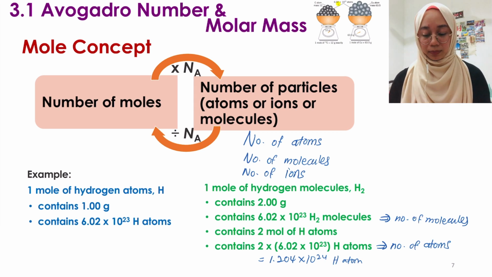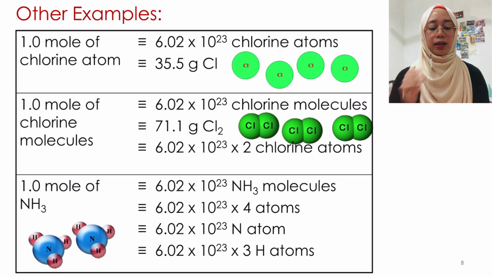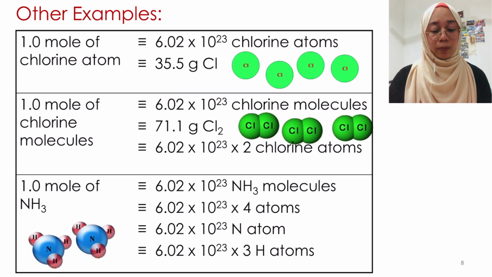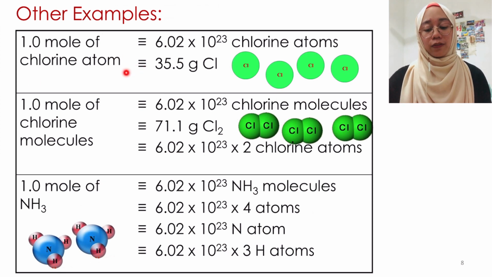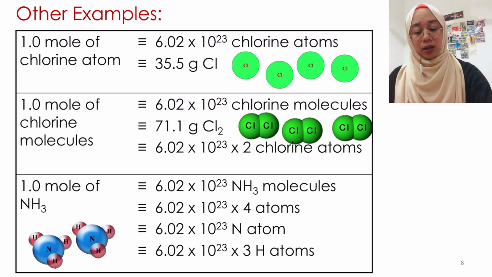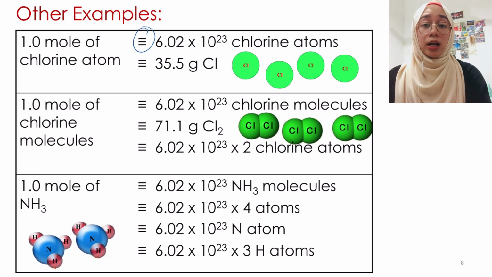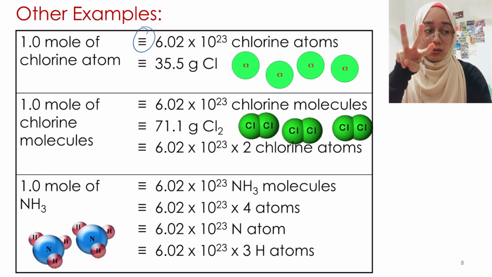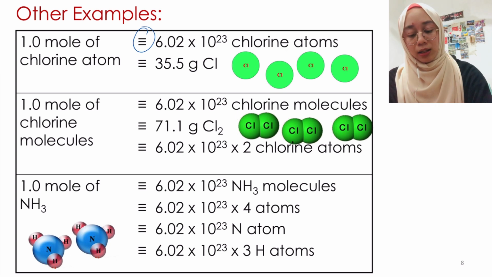Okay. So kita tengok example lain. So yang ni dia bagi kat kamu 1 mole of chlorine atom. So 1 mole of chlorine atom, it contains 6.02 exponent 23 chlorine atoms lah. Okay, so kamu tengok sini dia guna simbol triple line tu kan. Simbol triple line ni adalah equivalent to.